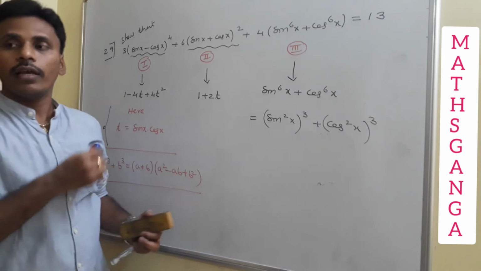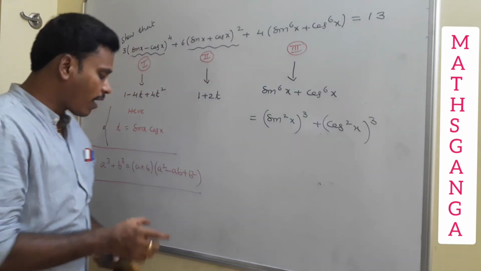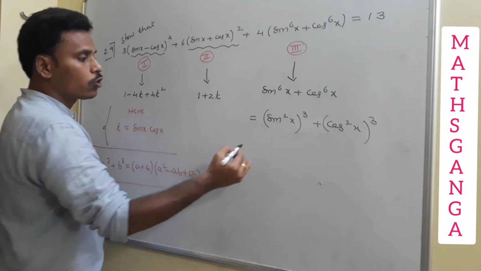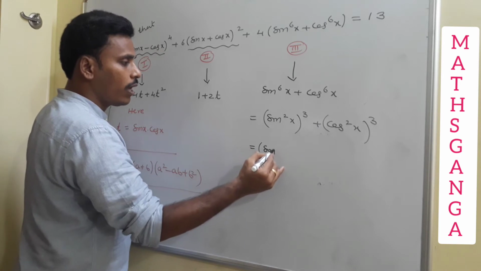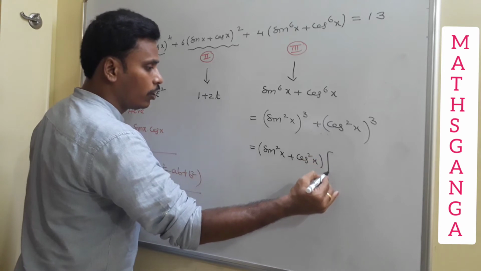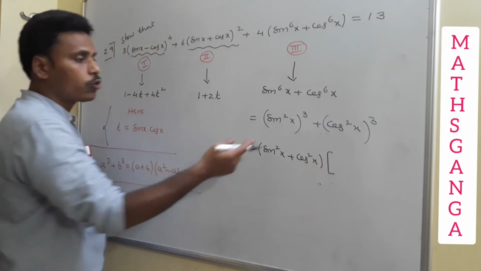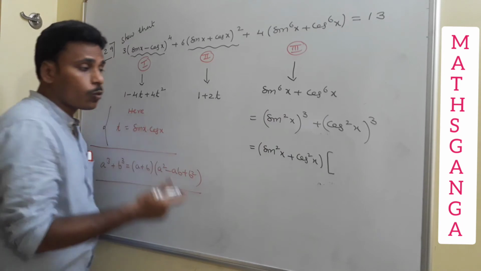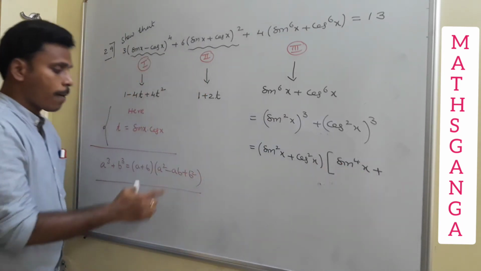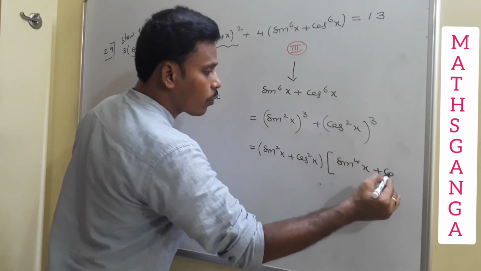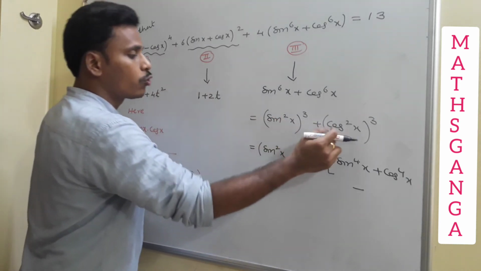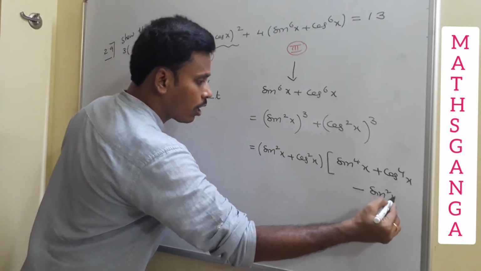A plus b times a square minus ab plus b square, and I will use this rule for sin square x whole cube plus cos square x whole cube. So this is equal to a plus b, where a is sin square x and b is cos square x. A plus b into a square. What is a actually? Here my a is sin square x. Its square is sin power 4x, plus b square. B square is cos square x whole square, cos power 4x, minus ab. AB means the product of these two things, sin square x into cos square x.